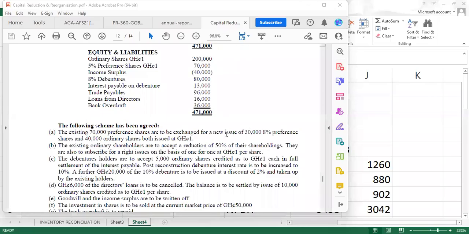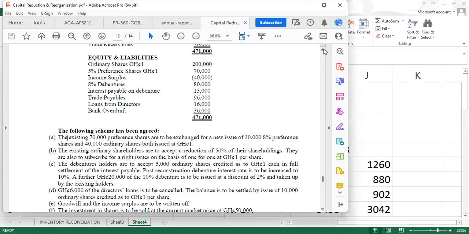Okay. So this 70,000. We are saying that the capital reduction account should be prepared as if it is a profit or loss account. Income should go to the credit side, loss or expenses should go to the debit side.